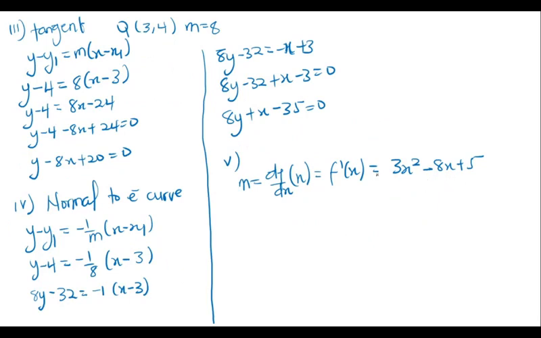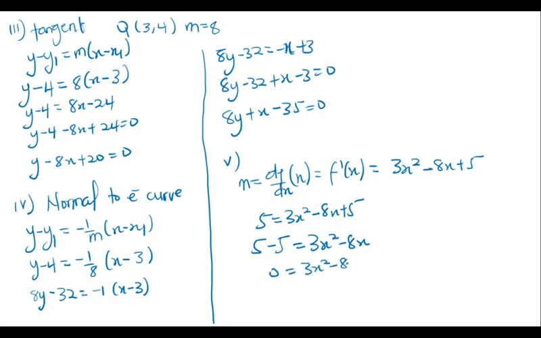Now they are telling us the gradient at this point is what? 5. So it means 5 is equal to what? 3x squared minus 8x plus 5. So we need to find the values of x at which the gradient is 5. So we just go ahead and simplify this. So we have 5 minus, we bring this 5 to the other side, then we have what? 3x squared minus what? 8x. So this is 0 is equal to what? 3x squared minus what? 8x. So let me rewrite this. So we have 3x squared minus what? 8x is equal to 0.